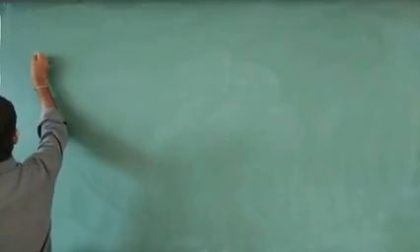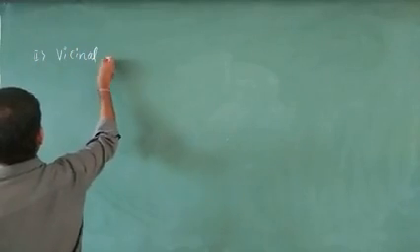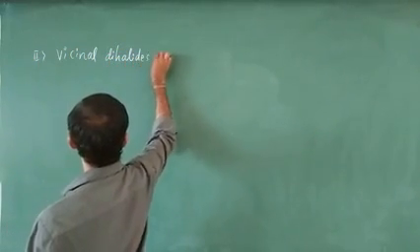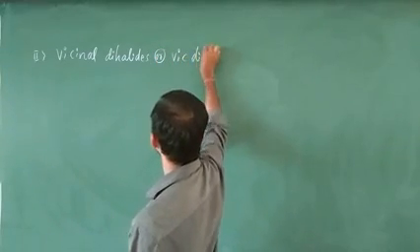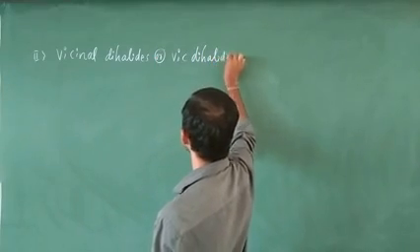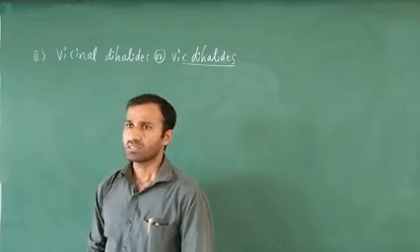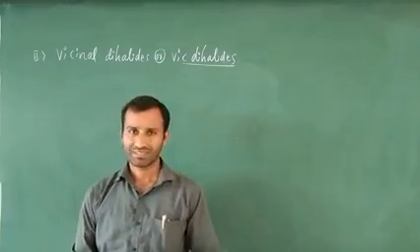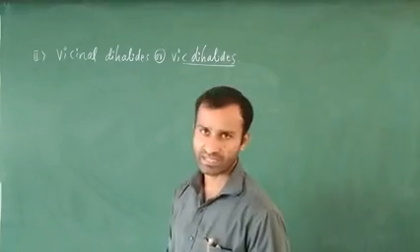So today in this video we are going to discuss the second type of dihaloalkanes, vicinal dihalides or vic dihalides. This definition is also very simple. In this case two halogen atoms are directly attached to adjacent carbon atoms. That is called vicinal dihalides.